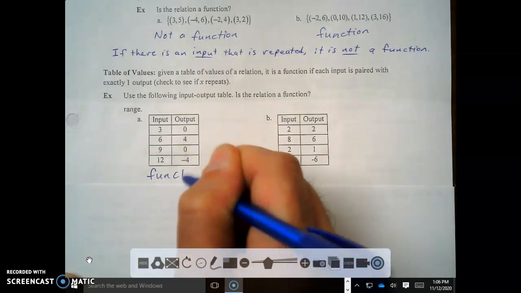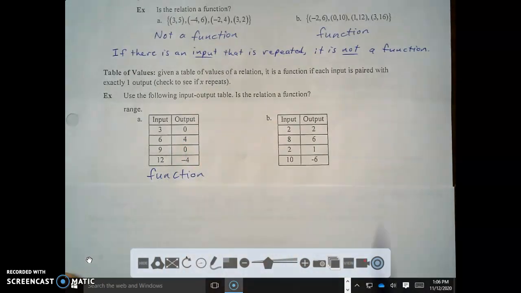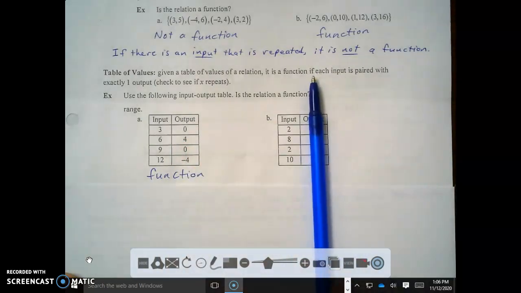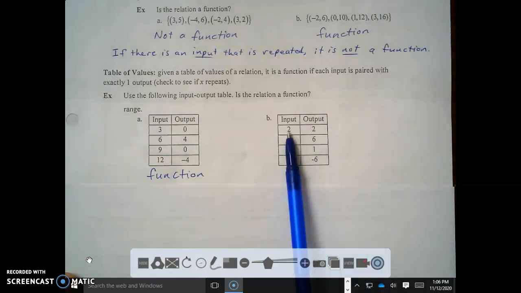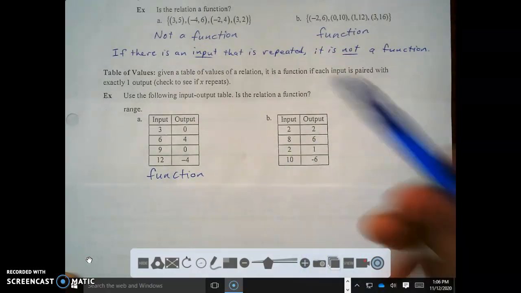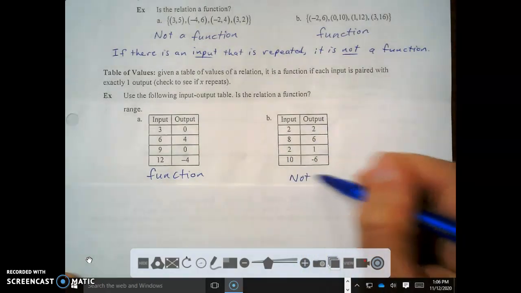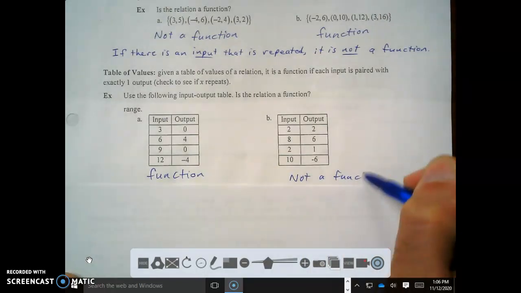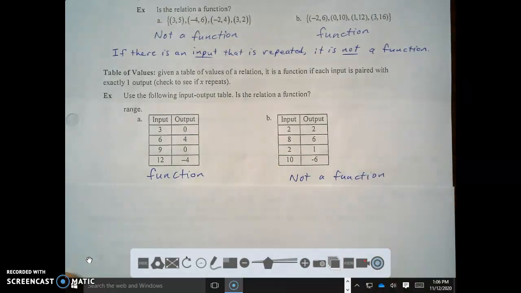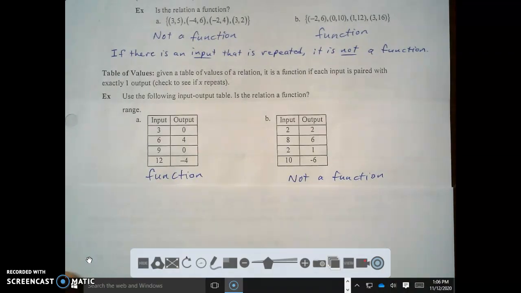Very similar to looking at ordered pairs. Same over here. Ignore that. Look at the inputs. And you see 2 repeat. That means the input 2 has more than one output. That is not a function. You just have to know what to look for. It all depends on the input.